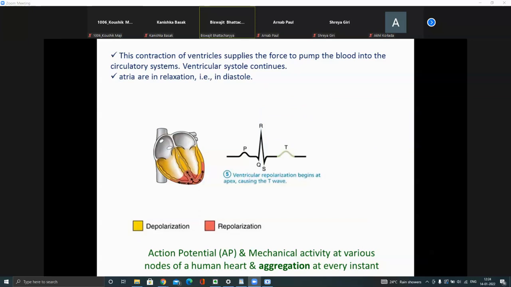In the next stage now, the repolarization begins in the lower part of the ventricles. The contraction of the ventricles supplies the force to pump the blood again to the circulatory system as usual. Atria are in relaxation, that is in diastole. Same thing. But the repolarization now begins in the muscle region of the heart, on the lower surrounding side. So now we are getting the T wave.